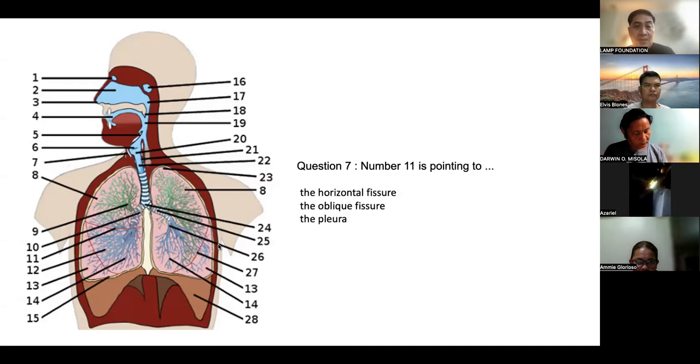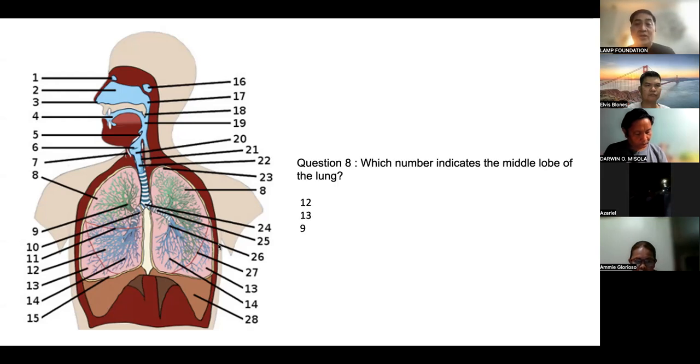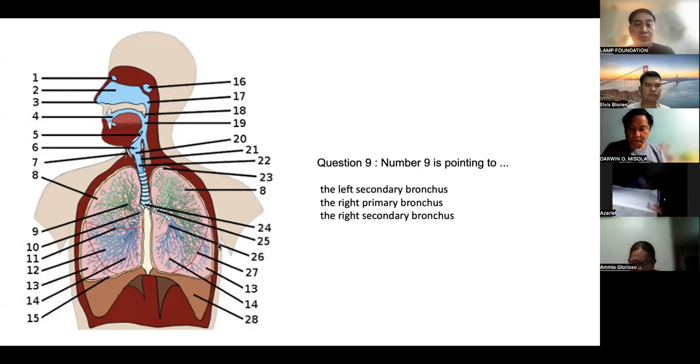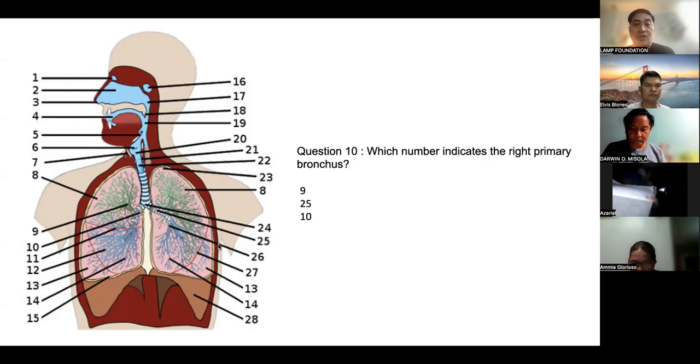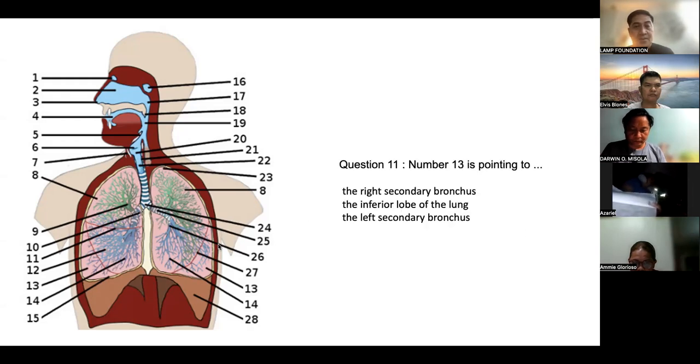Number 8. Number 11 is pointing to horizontal fissure. Which number indicates the middle lobe of the lung? Number 12. Number 9 is pointing to right secondary bronchus. Which number indicates the right primary bronchus? Number 10. Number 13 is pointing to inferior lobe of the lung.